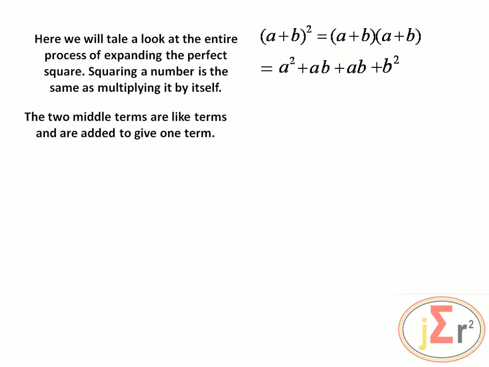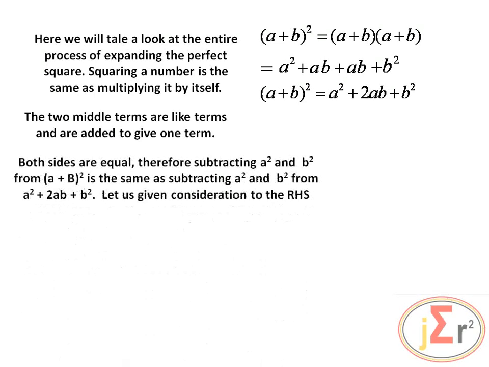The two middle terms are like terms and are added together, and that will give one term. ab plus ab will give 2ab. Therefore, we see that if we expand (a + b) all squared, the result is a squared plus 2ab plus b squared. Both sides are equal. Therefore, subtracting a squared and b squared from (a + b) all squared is the same as subtracting a squared and b squared from a squared plus 2ab plus b squared.